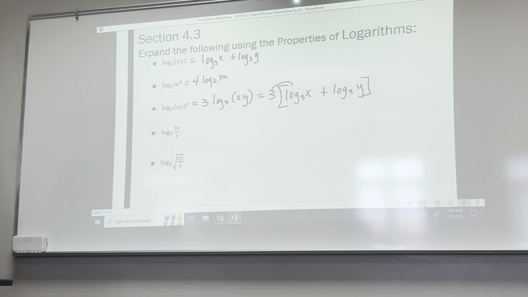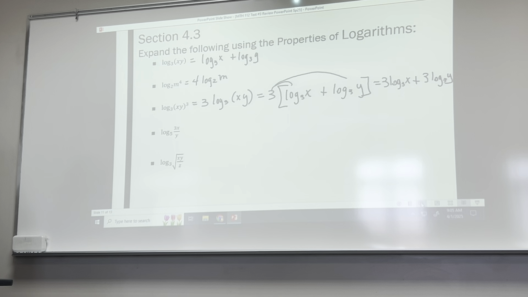And then if you pass out the 3, 3 log base 3 of x plus 3 log base 3 of y. And that will be completely expanded. Other option would have just been to say x cubed, y cubed, right? And then separate and then bring the 3's in.